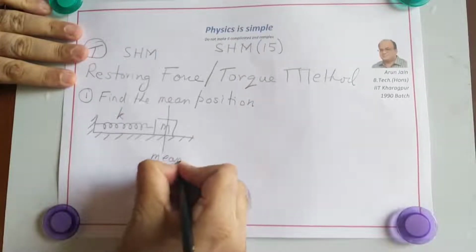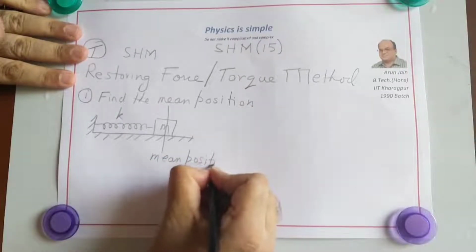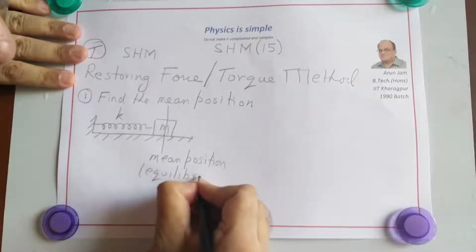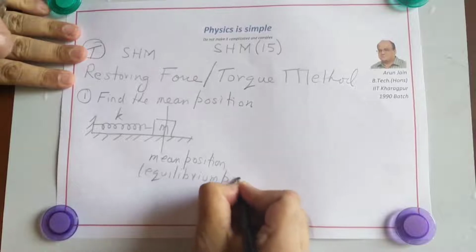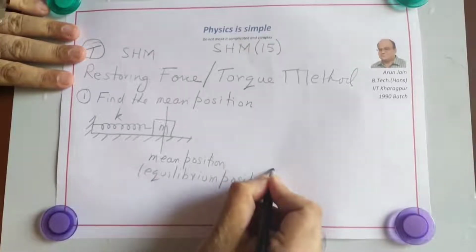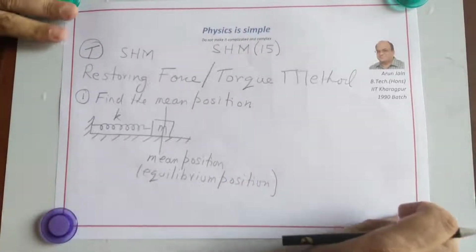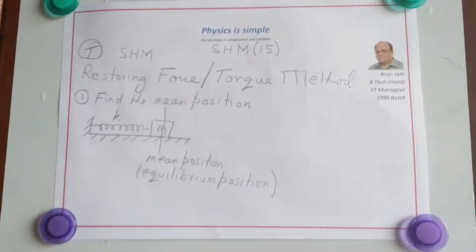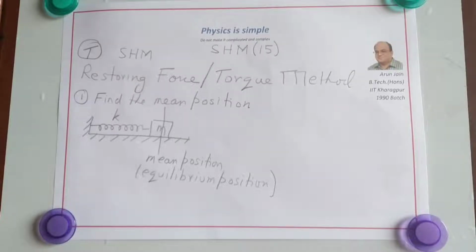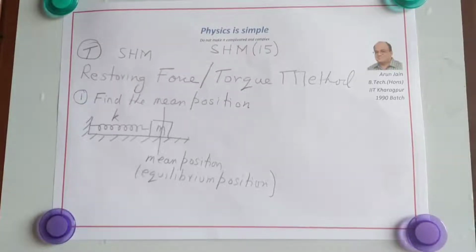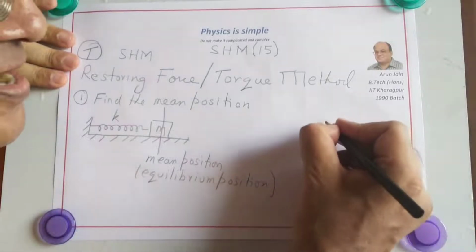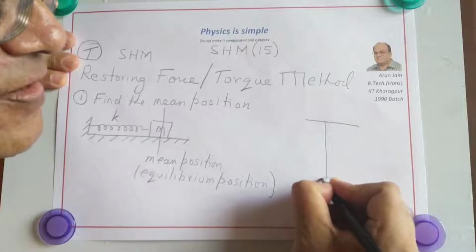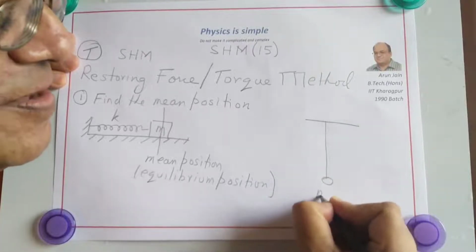If you don't know the spelling of mean position, you can call it equilibrium position. Equilibrium means net force is zero, stable equilibrium position. So now the spring is at its natural length, that is the mean position. Here potential energy is minimum, in fact equal to zero, and the force also is zero. If we consider a simple pendulum, which is an example of angular SHM, then this is the mean position.